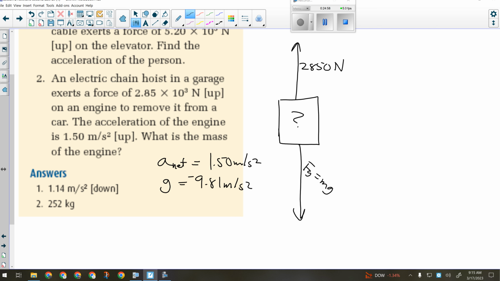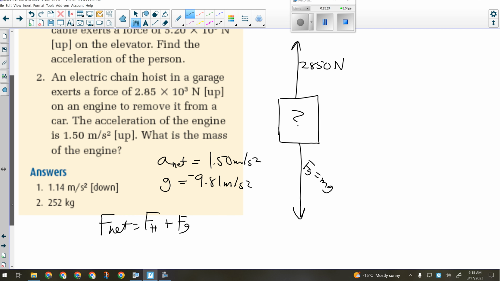So if this is true, the force of the hoist plus the force of gravity equals the net force. That's true, right? That's the vector sum of all forces. Problem: I can't calculate the force of gravity because I don't have the mass, and I can't calculate the net force because I don't have the mass. Well, sorry, I do have the force of the hoist.